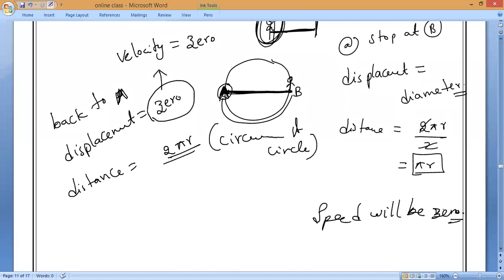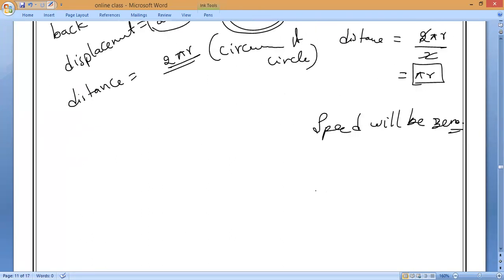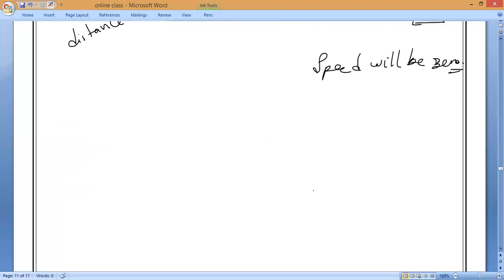Hope you all understand now. Everybody clear? Yes, sir. So this is what about distance and displacement. Distance will never become 0, but displacement will become 0 when a body again reaches the same initial position. So this is all about today's class.